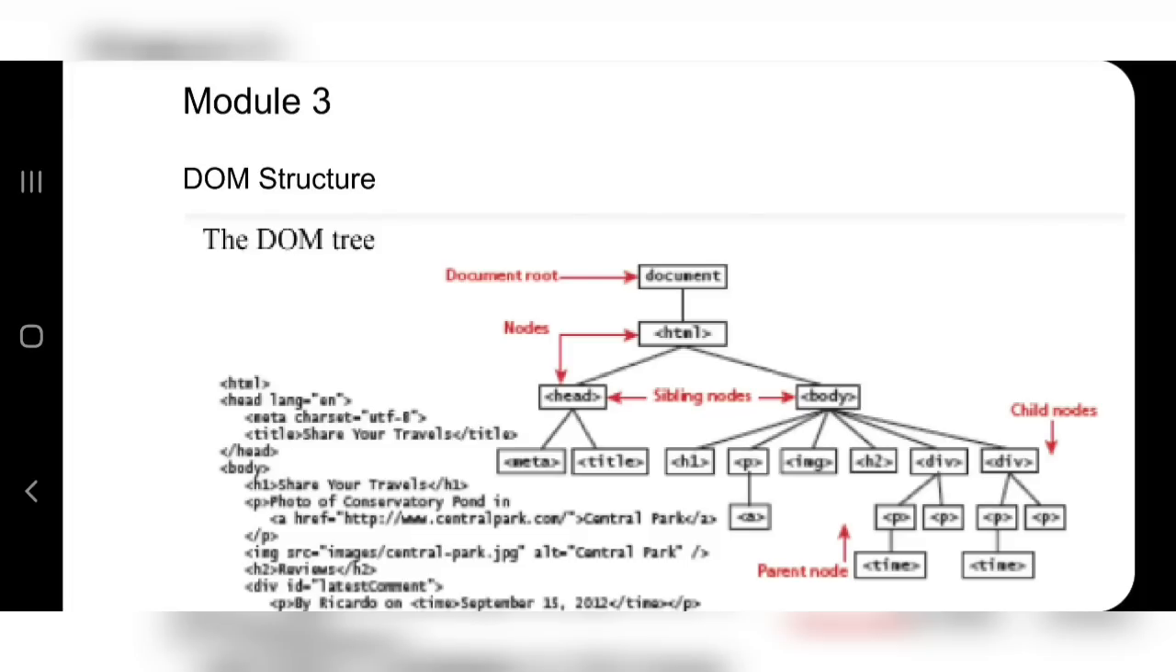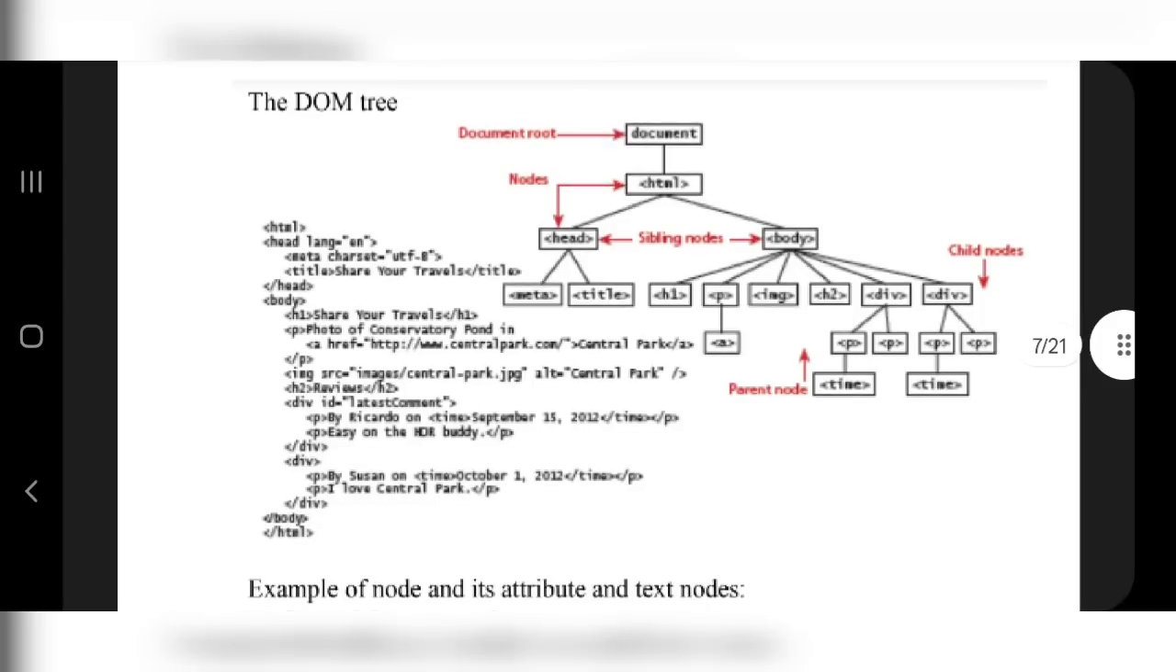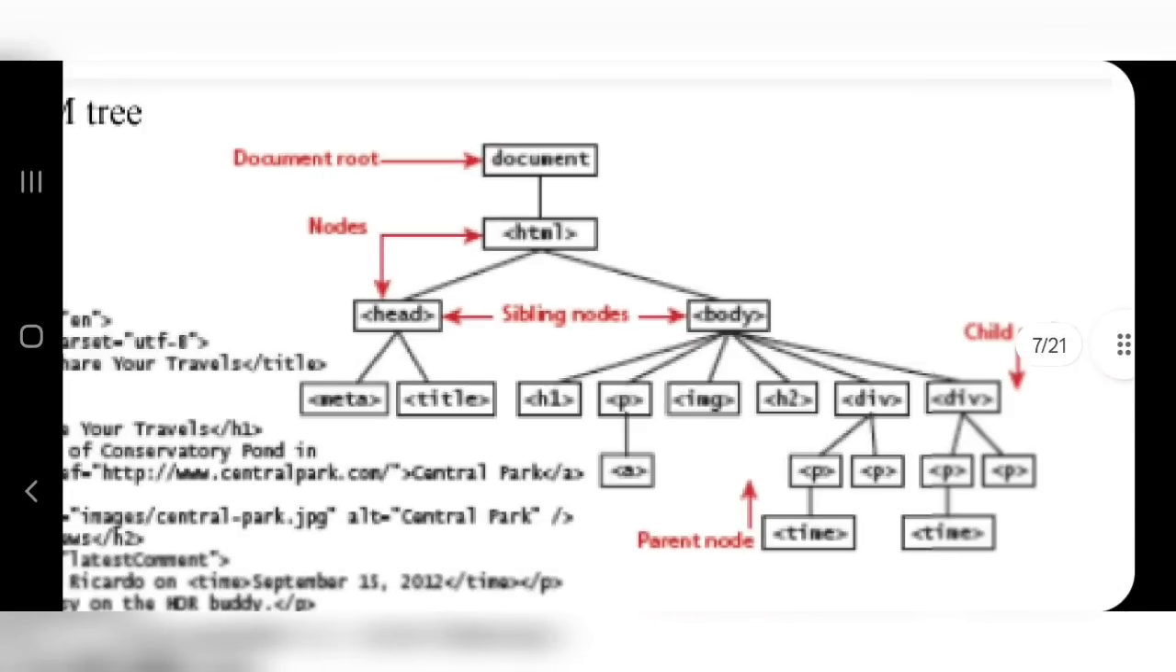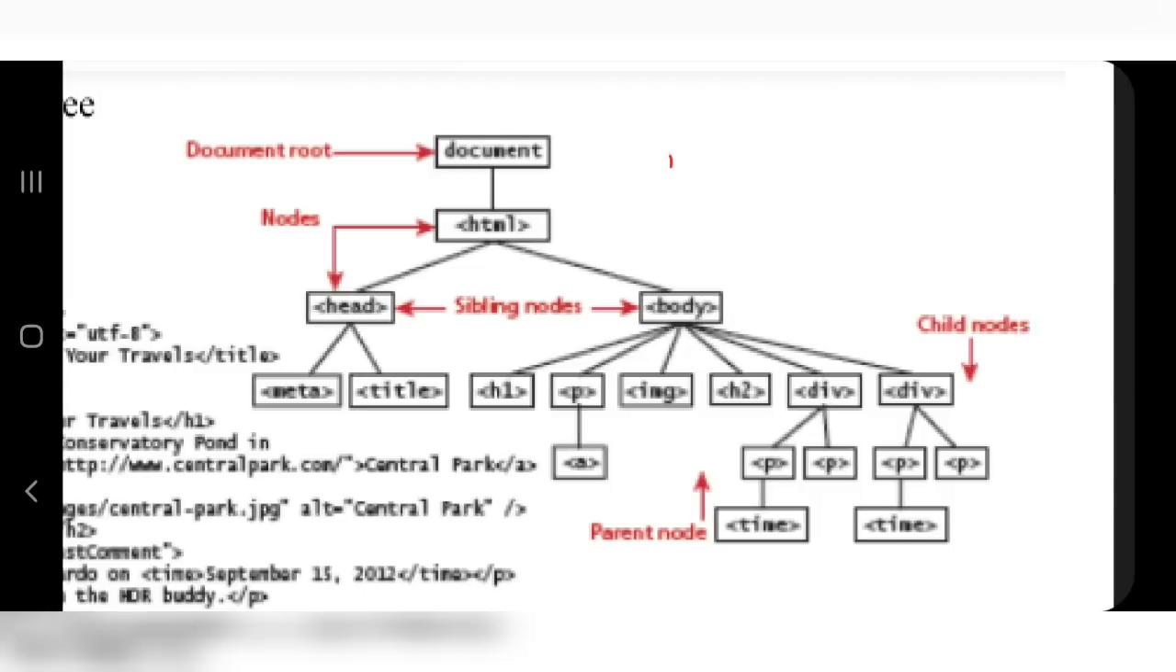So that's the basic structure of how you use a form in the output. In the third module, the first thing you have to focus upon is the DOM structure. In the DOM structure, they can ask theory, so you have to make a structure like this, as well as write the corresponding code for it.